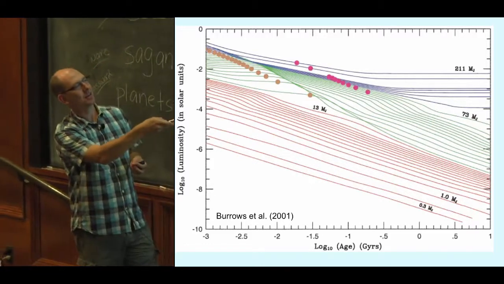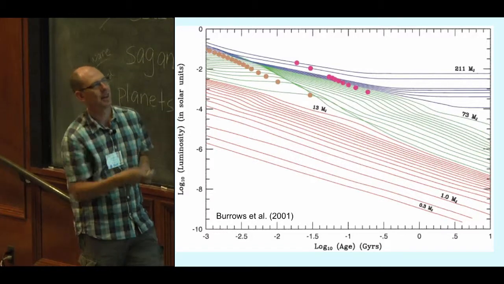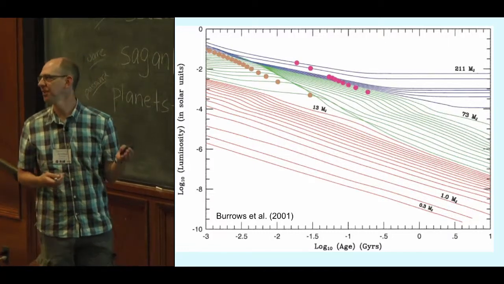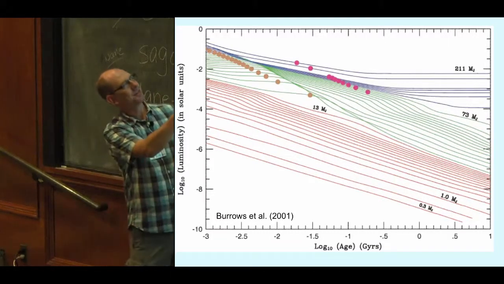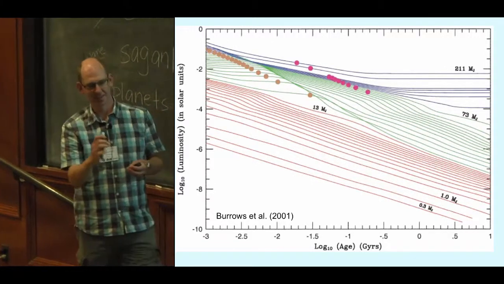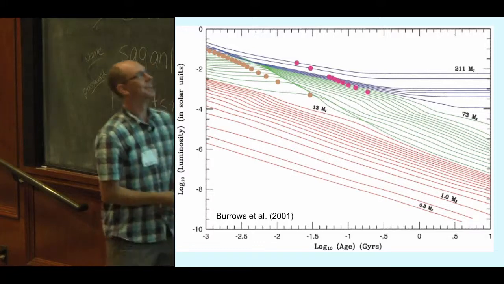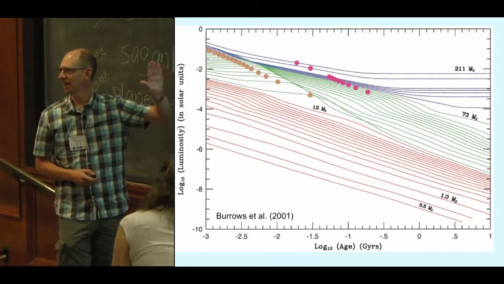These objects down here below about 75 Jupiter masses, maybe about 13 to 75, these are the brown dwarfs. These are things that are not going to stably burn hydrogen into helium, and they're just going to cool over time. These magenta dots, is there a different laser pointer? All right. The magenta dots are where lithium burning is halfway gone.